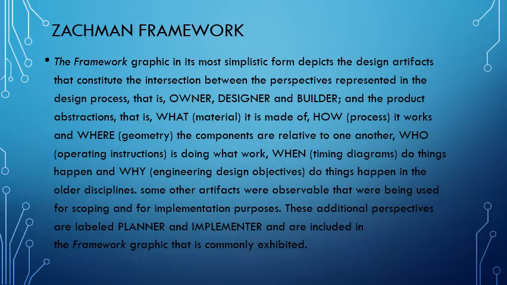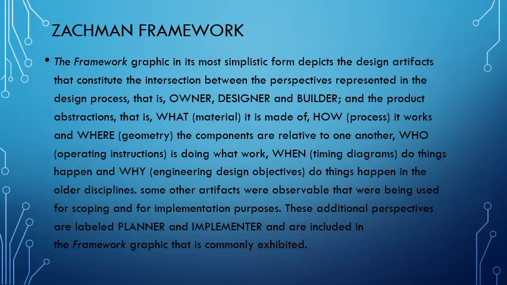So the framework graphic in its most simplistic form depicts the design artifacts that constitute the intersection between the perspectives represented in the design process, that is owner, designer, and builder, and the product abstractions. That is what the material is made of, how the process works, and where the geometry of the components is relative to one another. So who is doing what work is an operating instruction, when is a timing diagram, do things happen, and why, engineering design objectives, do things happen.